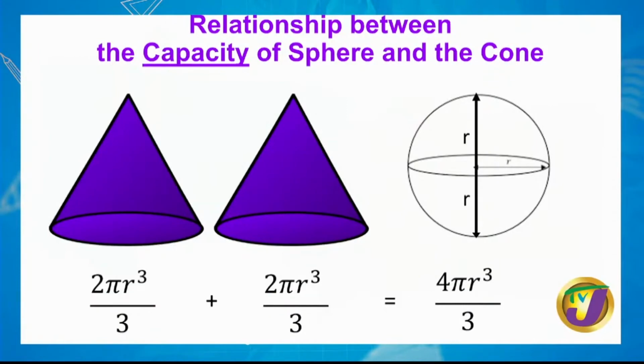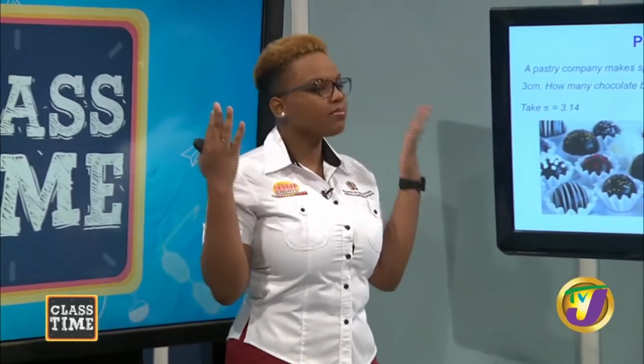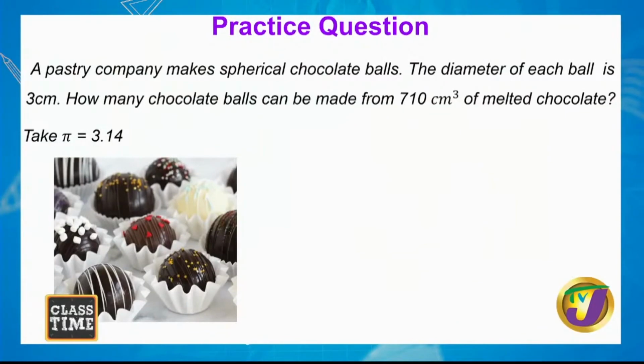I can't wait to use this information. Let's put a question up on the screen and read it. We're asking our students to do this one, and if you get it correct, pat yourself on the shoulder. A pastry company makes spherical chocolate balls. The diameter of each ball is 3 centimeters. How many chocolate balls can be made from 710 cubic centimeters of melted chocolate? Take pi as 3.14.